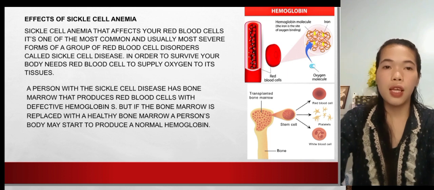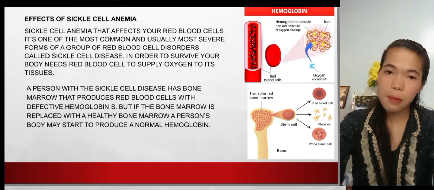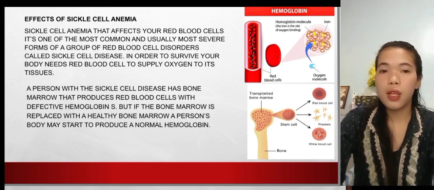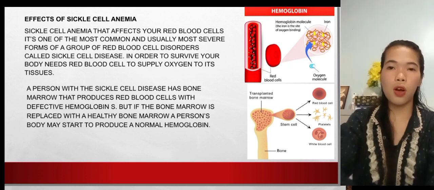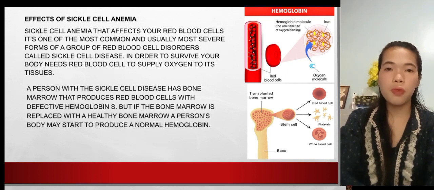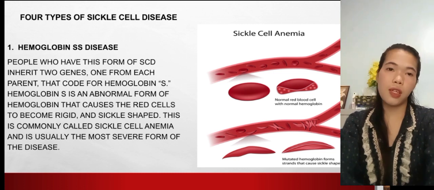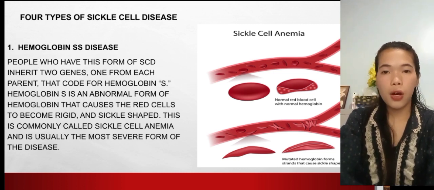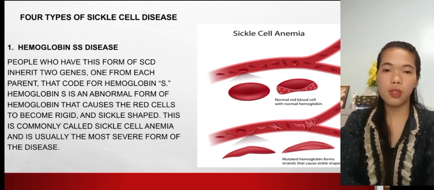Bone marrow is the spongy center of bones that produces blood cells. Stem cells in the bone marrow produce red blood cells, white blood cells, and platelets. Bone marrow stem cells in people with sickle cell disease produce abnormal sickle red blood cells. So, we have four types of sickle cell disease. The four types are caused by different mutations in these genes.